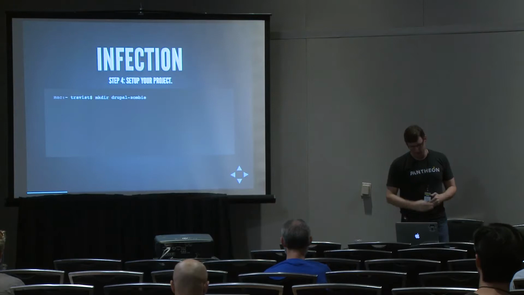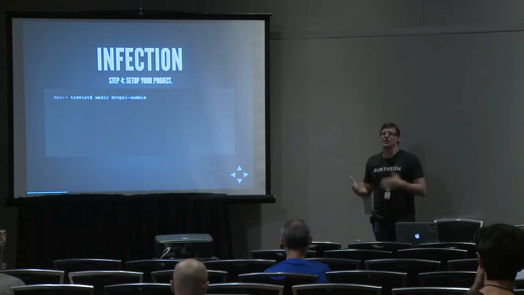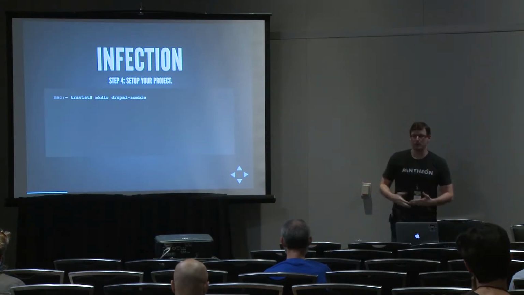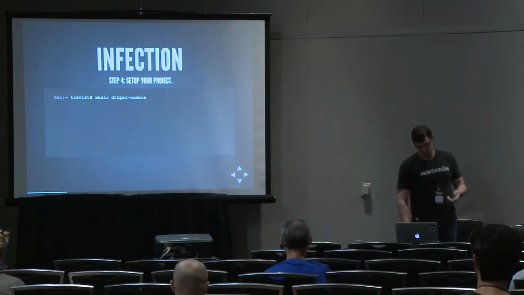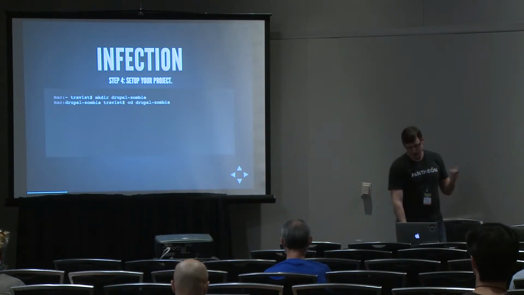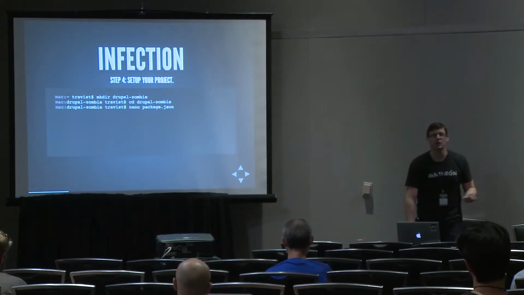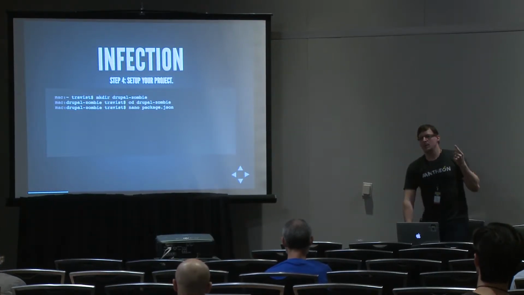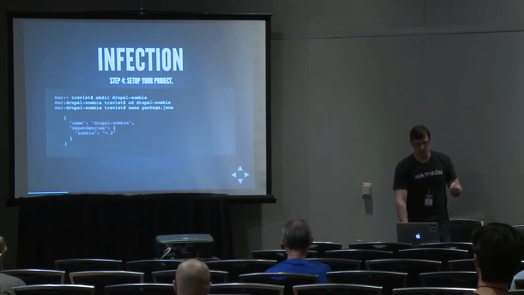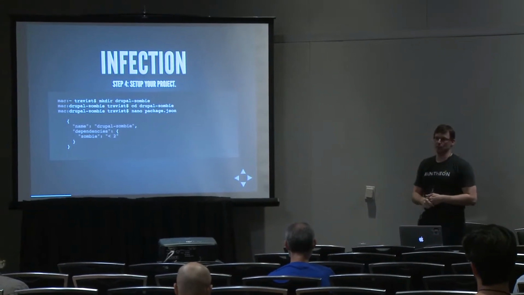So go ahead and install that. And then after you're done with that, you can finally move on to setting up your project. That is also very simple. You make a directory called Drupal Zombie, change directories, and then you're actually going to create a package.json file, which is like telling the Node package manager how to install it. That's also very simple. It's JSON.